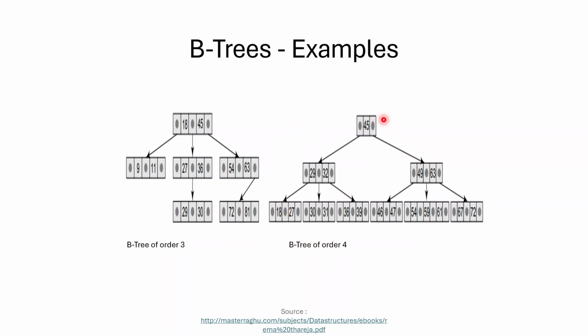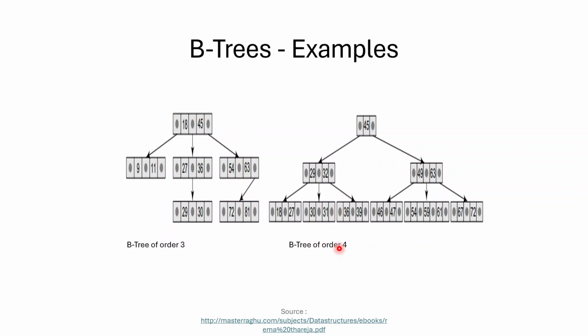And then this is a B tree of order 4. A maximum of 4 pointers can be there in a node and a minimum of 2. And then it can have M minus 1 keys. What's M? M is nothing but the order. So order is 3 means each node can have a maximum of M minus 1 keys, that is 2 keys. So here 18 and 45, here 9 and 11, 27, 36, 2 keys, 2 data can be there in each node.